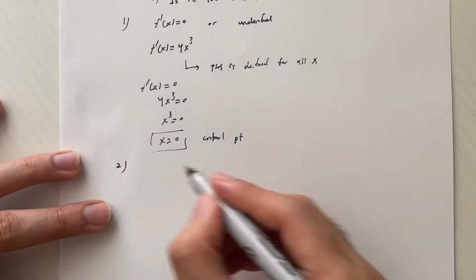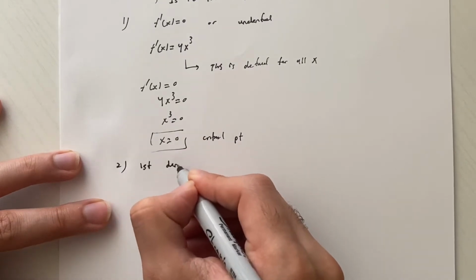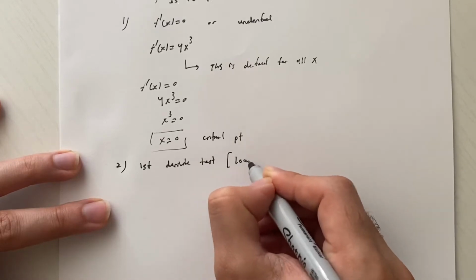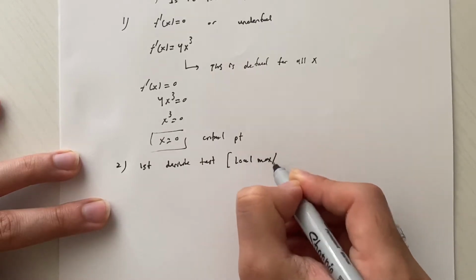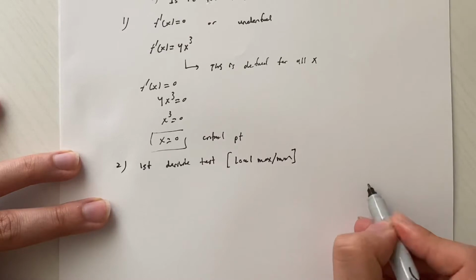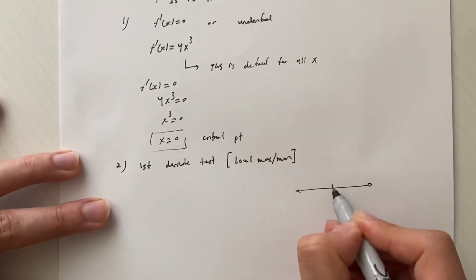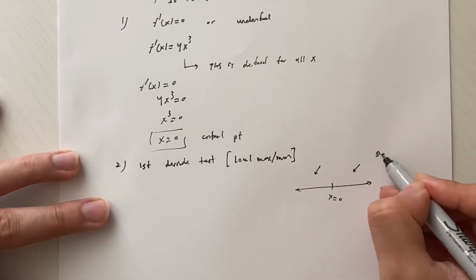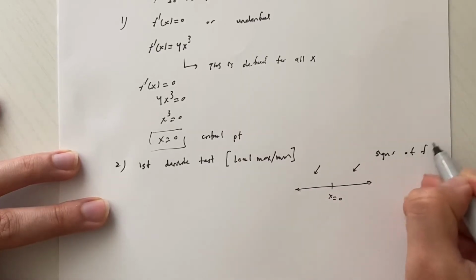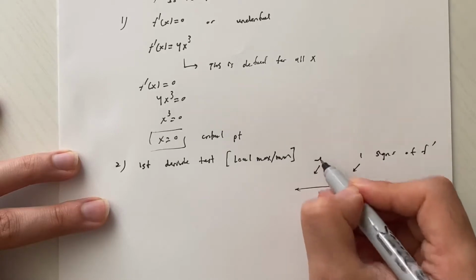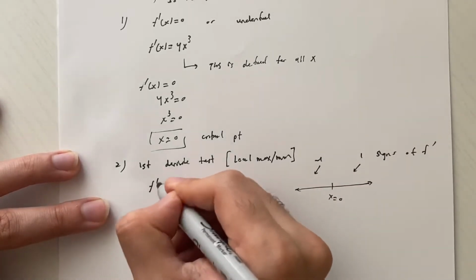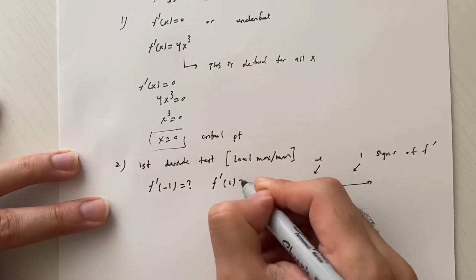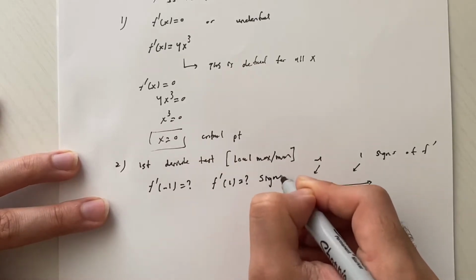Now what we want to do is test this critical point. So we're going to apply the first derivative test to see if it's a local max or min or either. First step is to draw the x-axis and mark our critical points, and then I want to see the sign of the first derivative at a value that is larger than our critical point and a value that is less than our critical point. So here I choose 1 and minus 1, and I'm going to plug these values into the first derivative. I want to see the signs there.